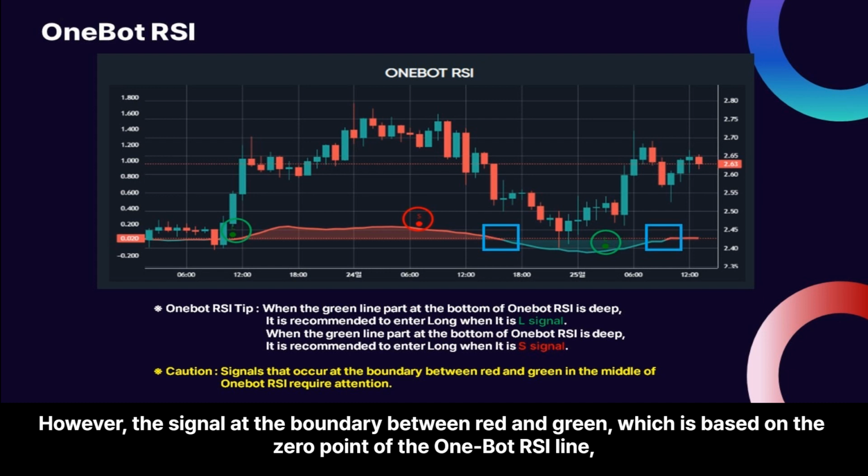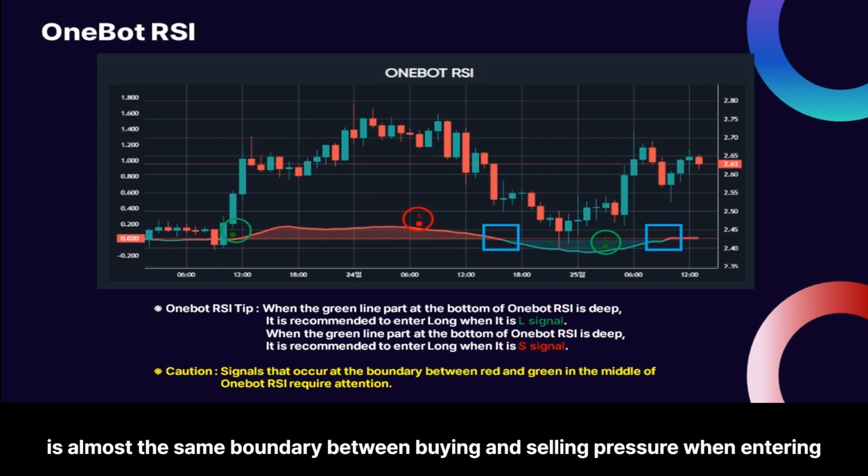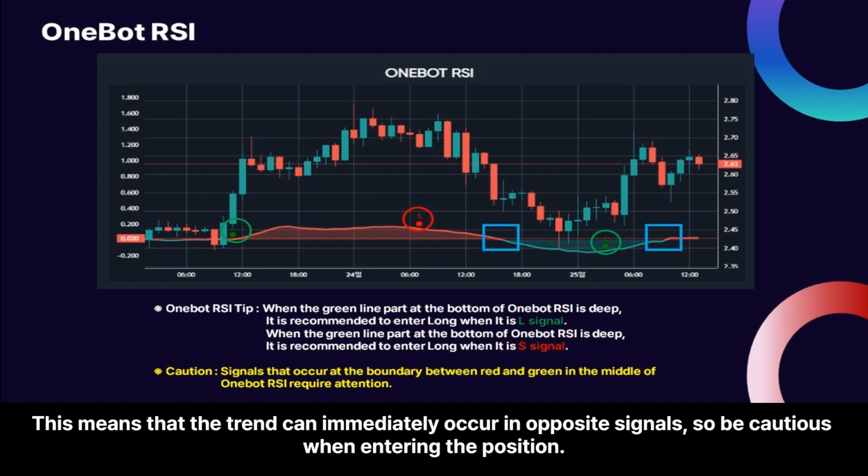However, the signal at the boundary between red and green, which is based on the 0 point of the One-Bot RSI line, is almost the same boundary between buying and selling pressure when entering. This means that the trend can immediately occur in the opposite direction of the signal, so be cautious when entering the position.